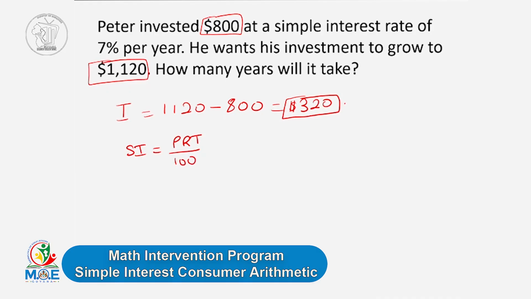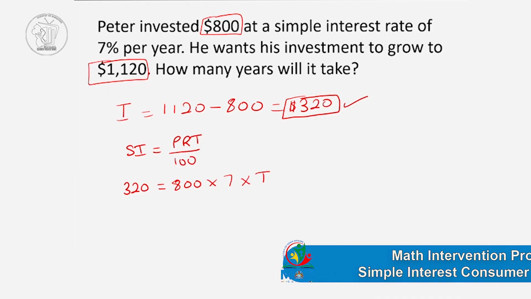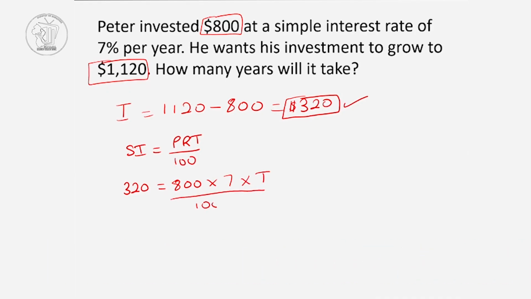So the simple interest in this case is 320. So 320 is equal to the principal, which is the money invested, 800, multiplied by the rate, which is 7%, multiplied by the time that we want to find, all over 100. So this 0 cancels with that 0. This 0 cancels with that 0. So 8 times 7 would give me 56. So we have 320 is equal to 56 multiplied by t, which gives 56t.